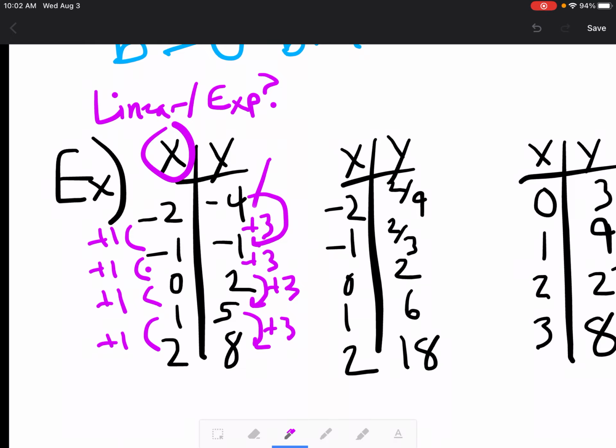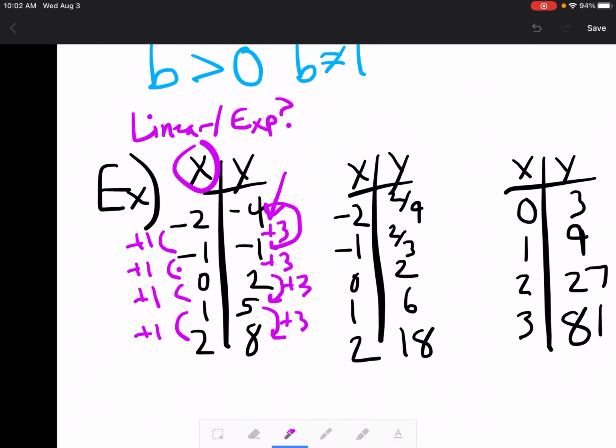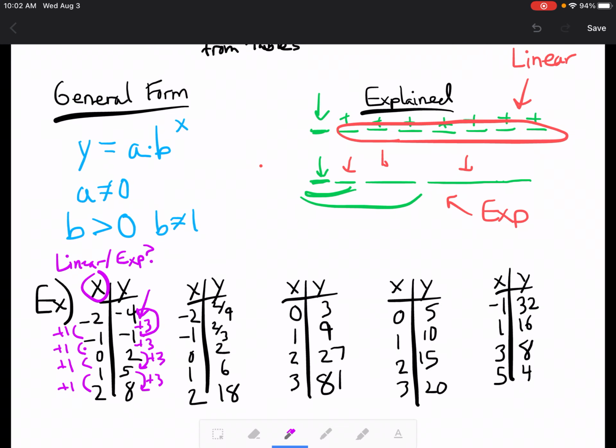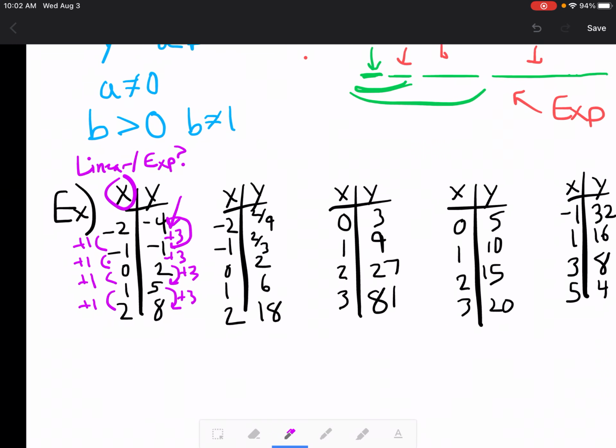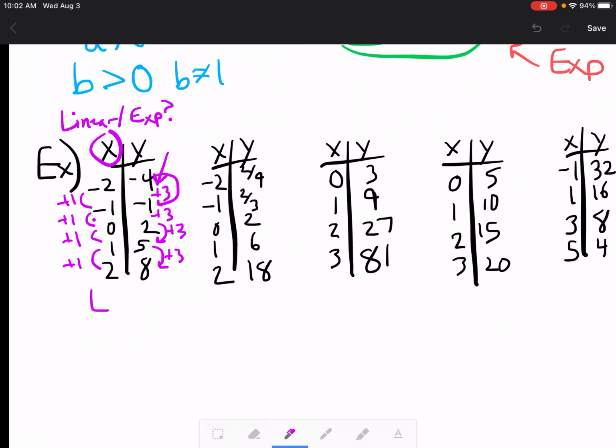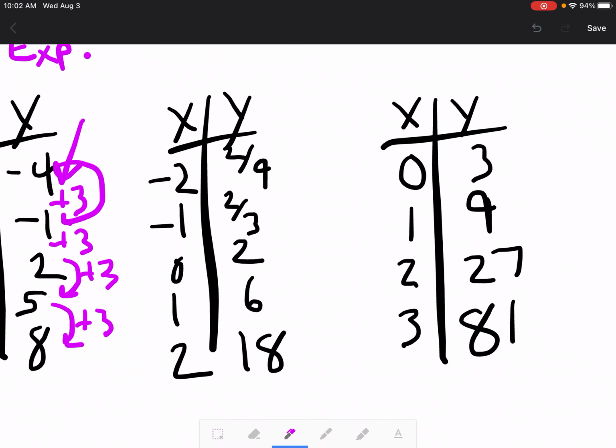Now notice, adding 3. That is just like doing this one right here. I'm adding the same thing over and over again. So this one would be considered linear. Now let's look at the next one. A little more complicated, but I think it'll kind of help us.